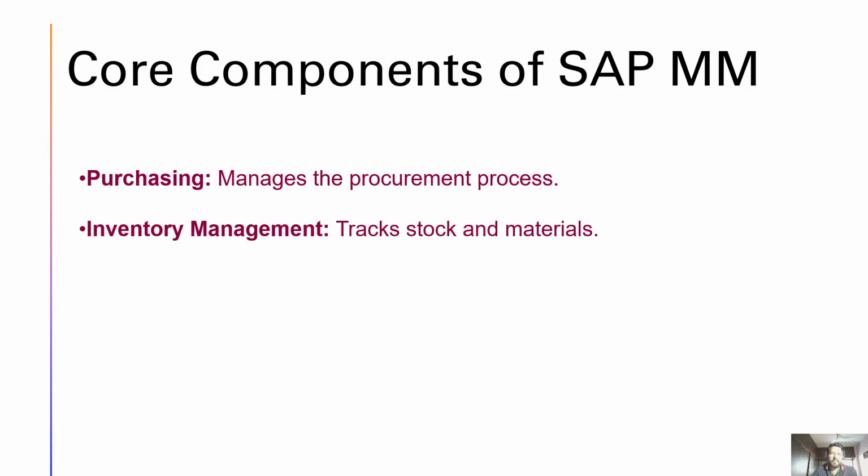Let's see the core components of SAP MM. The first one, like we saw, is purchasing, the most important process of any organization. Under purchasing we can manage the procurement process. The second one is inventory management. In that we can track the stock and material, so that wherever our things are, under the inventory or in the storeroom, we can have live visibility or data availability of what the stock of our goods and material is.